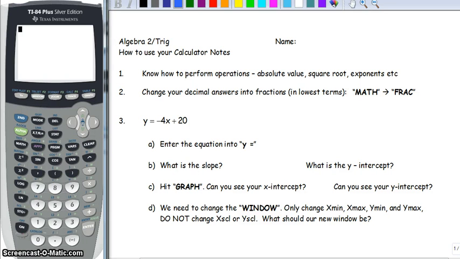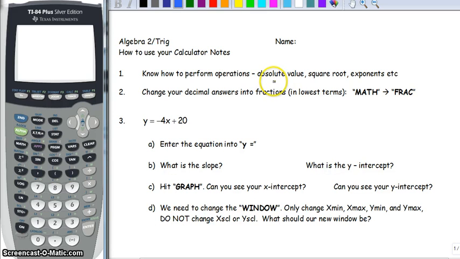Today's video is going to be on how to use your calculator. So if you do not have your calculator out yet, please press pause and get it out. First, we're going to look at a couple different functions on your calculator just so that you know where they are. The first one is absolute value. And we've talked about absolute value a little bit. We're going to talk about it a little bit more later with graphing.